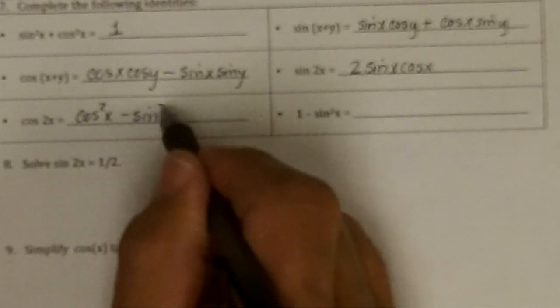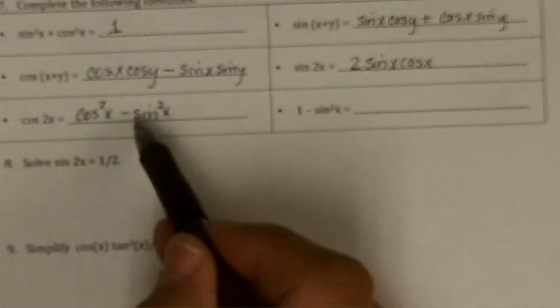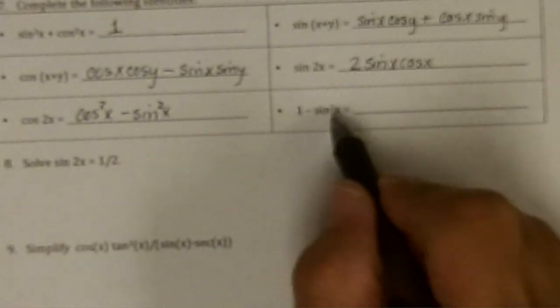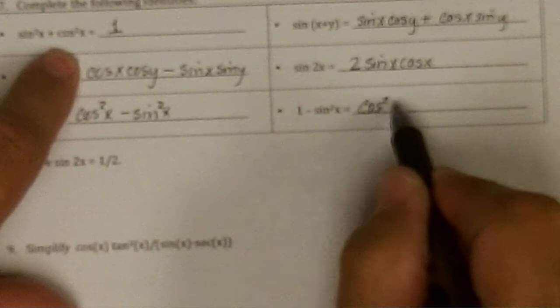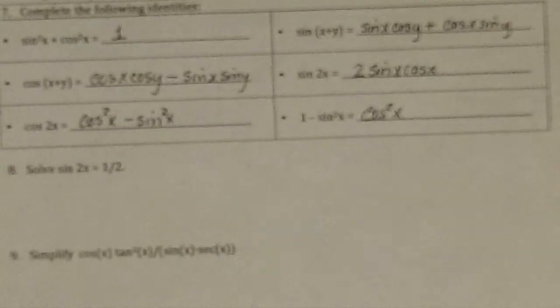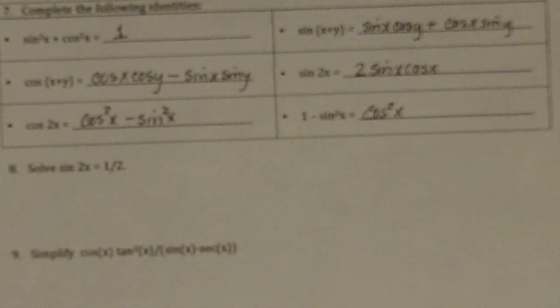Cosine 2x. Well, if these are both x, we'd have cosine squared x minus sine squared x. And you could either replace the cosine squared x with 1 minus sine squared from this, or you could replace sine squared with 1 minus cosine squared, and you would get two other formulas that are possible. And what is 1 minus sine squared? Well, 1 minus sine squared is cosine squared x, just like 1 minus cosine squared is sine squared. So those are some of the basic identities.